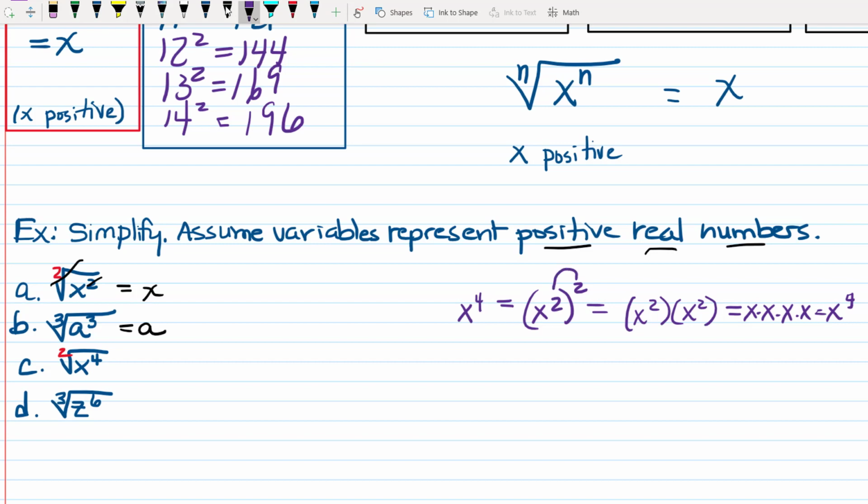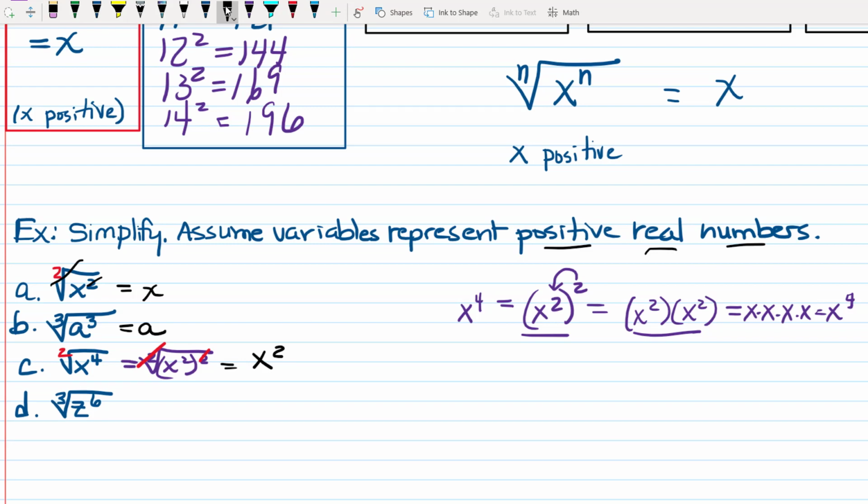You may have learned that when you raise a power to a power, you multiply the exponents, or that when you multiply like bases, you add the exponents here. Either way you think about it, you're going to get x to the fourth. So it's true that x to the fourth is a perfect square. It's x squared squared. So in fact, thinking of it as x squared squared, the index is going to cancel out that outer square, and we're going to be left with just x squared.